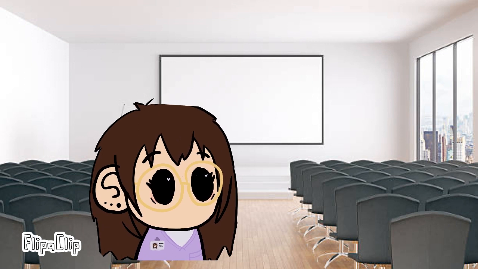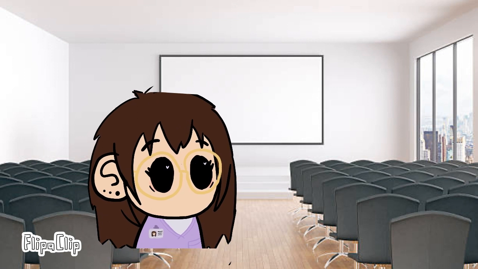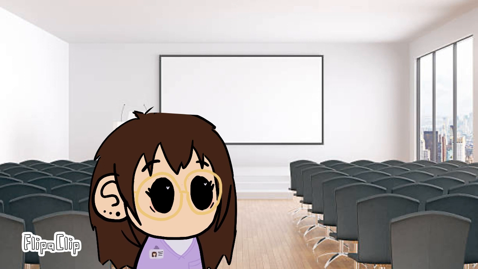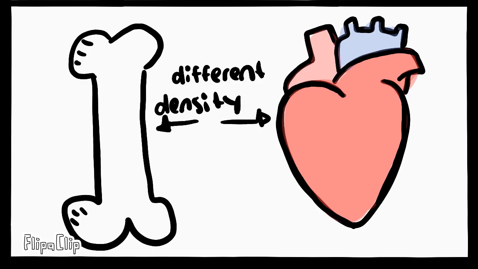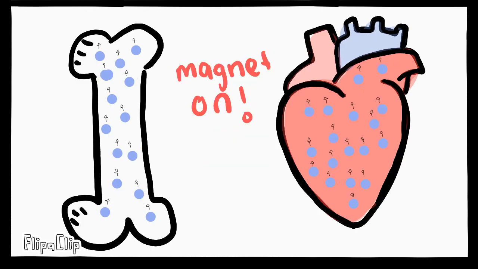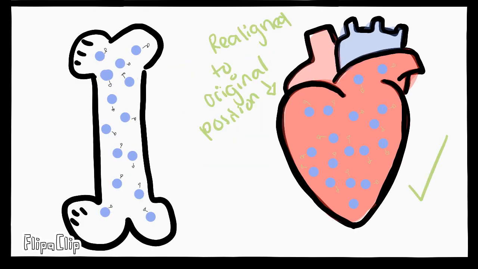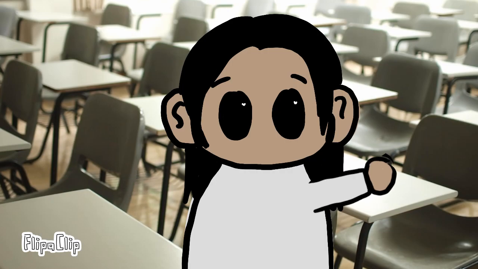Some atoms may give off energy in a longer amount of time depending on how thick and dense the area of atoms is. This energy is absorbed into a detector within the machine. Since different areas are realigning at different times, the detector can create an image that shows the different parts in our bodies. Do MRIs hurt?